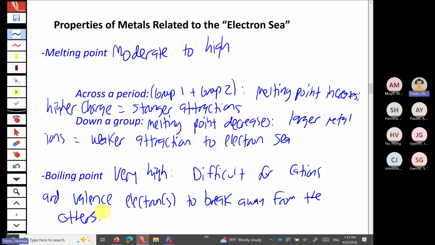Okay, so long story short, metals have moderate to high melting points. We should be a little bit aware of how they change across the periodic table, especially for those first two columns, but their boiling points are very high because that requires you to break all those metallic bonds completely. So that relates to their phase changes.